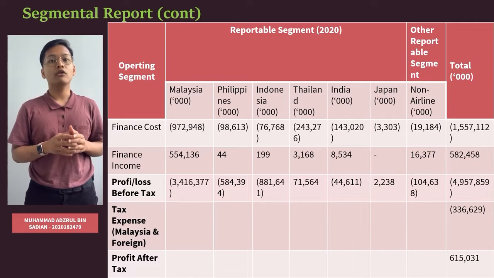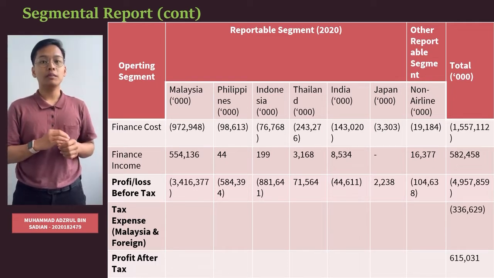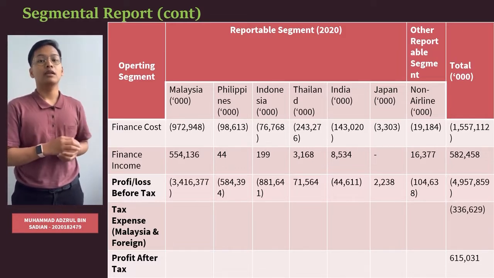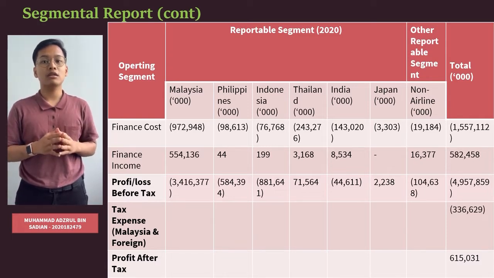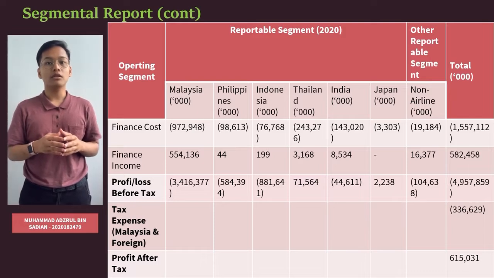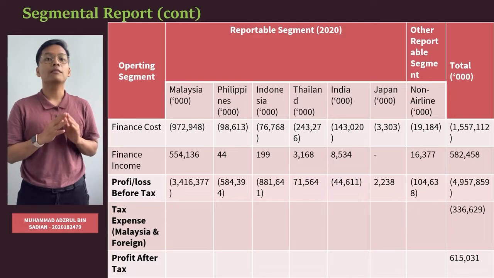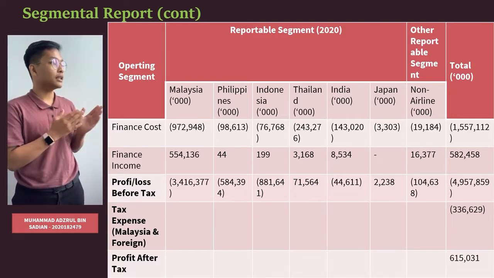Then, after we account for the operating loss, we get the amount of 2,695,442. After that, we add the finance cost, and we get the profit or loss before tax. Right after that, we need to deduct the tax expense, but bear in mind we need to include both Malaysian and foreign tax. And lastly, we get the profit after tax.